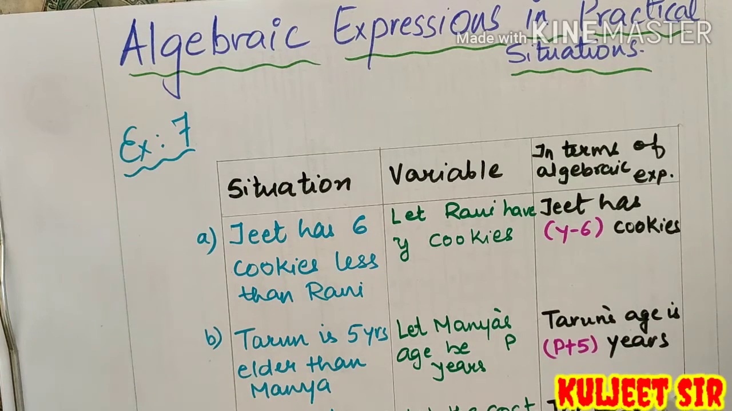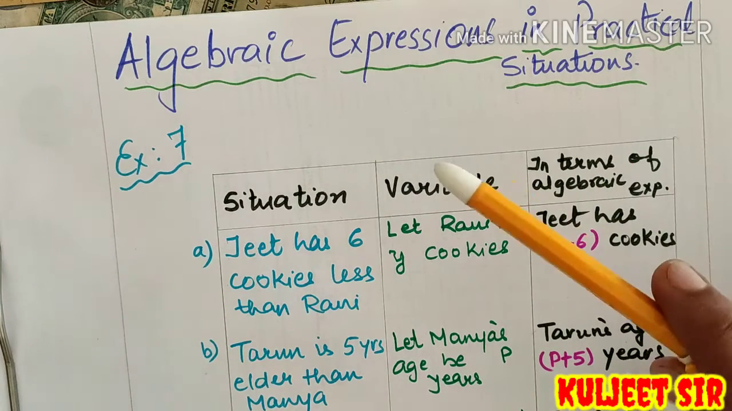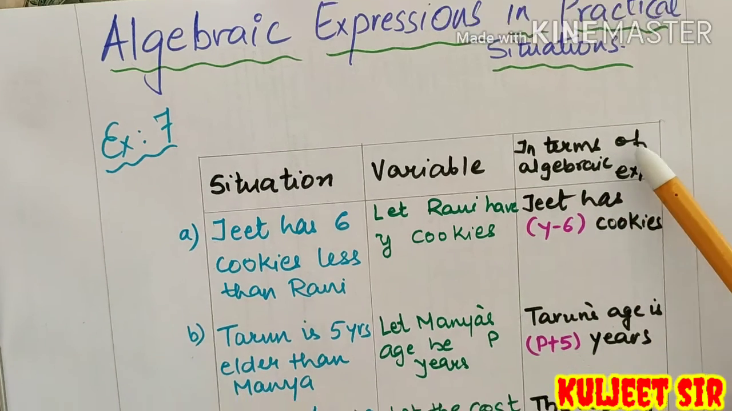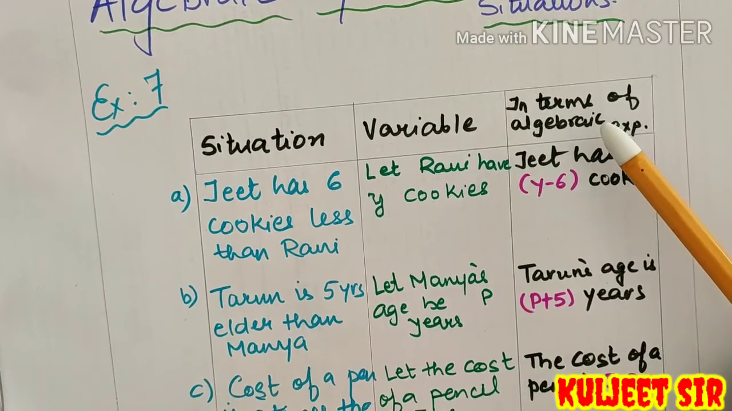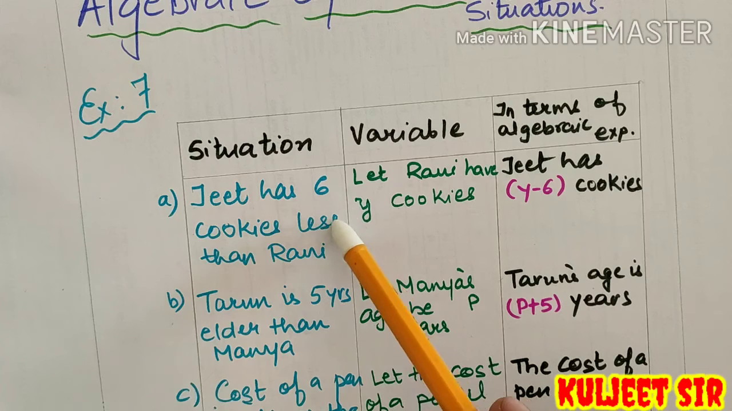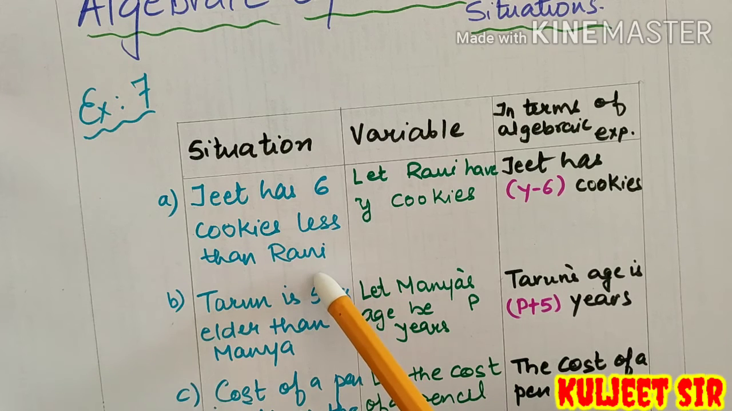Okay students, now we move on to the next topic, that is algebraic expressions in practical situations. To make this clearer, we'll take example number 7. We'll start with the first one, A. Jeet has 6 cookies less than Rani. Now you see the question is like this: the boy Jeet has 6 cookies fewer than Rani.